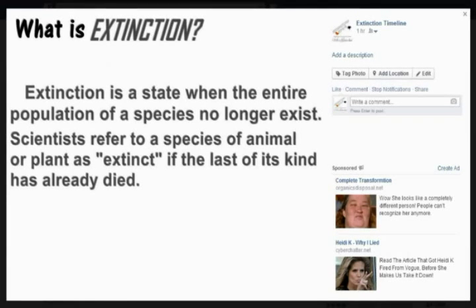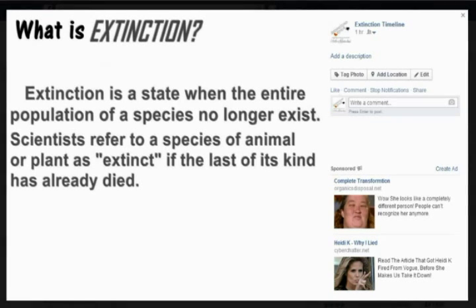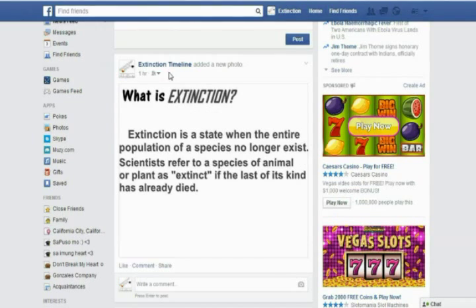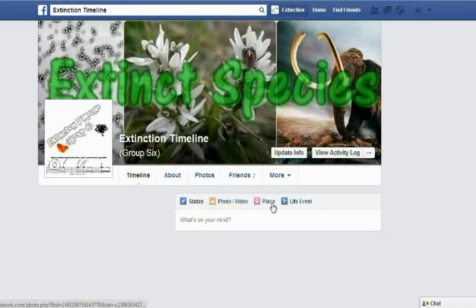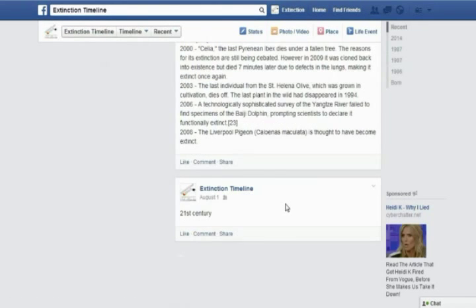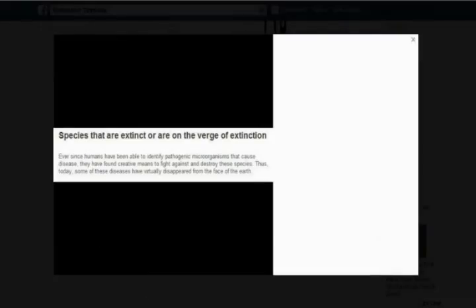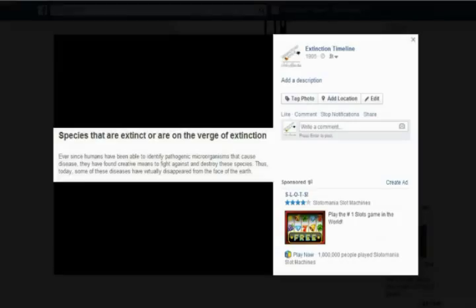When the population of a species no longer exists, scientists refer to a species of animal or plant as extinct if the last of its kind has already died. Species that are extinct or are on the verge of extinction.